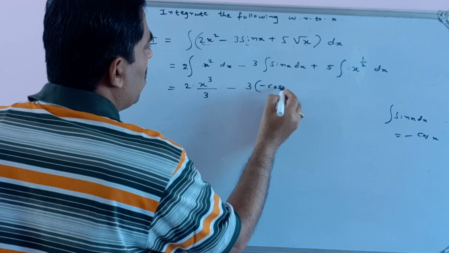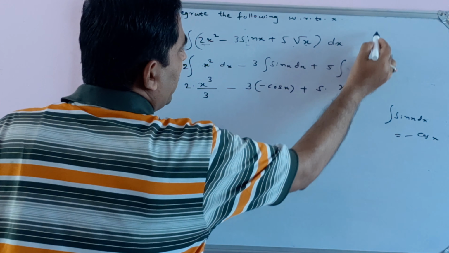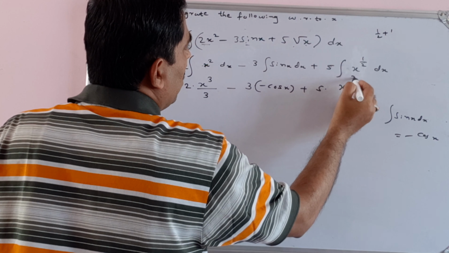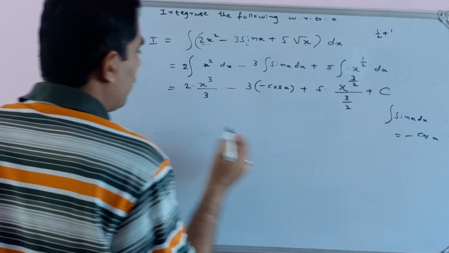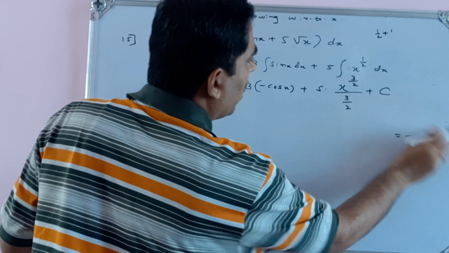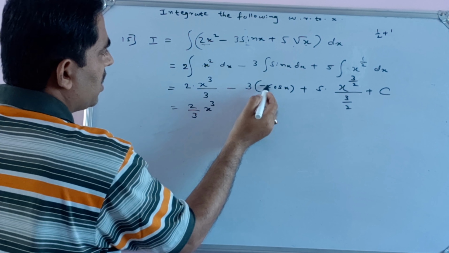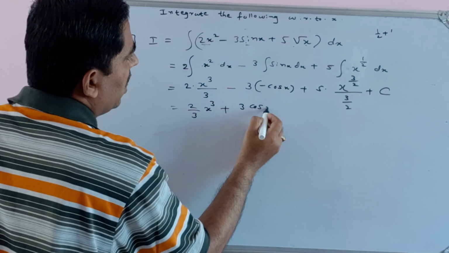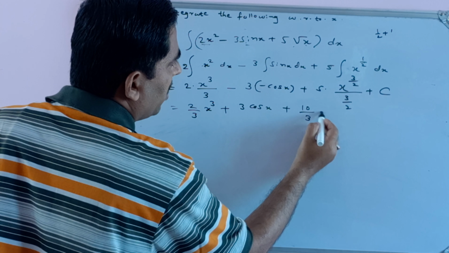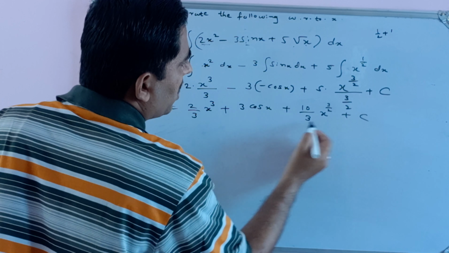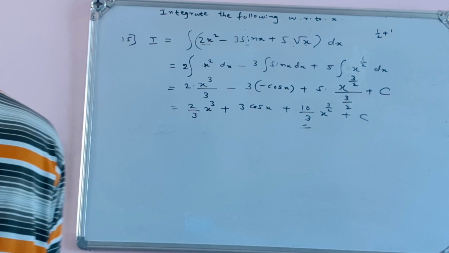See, 3 into minus cos x plus 5 into, once again power rule, x to the power of, half, that is n plus 1, half plus 1. Half plus 1 is 3 by 2 divided by n plus 1, that is 3 by 2, plus constant of integration. Okay, I have used the formula. Then we can write this as 2 by 3 x cube, minus into minus plus, you can write it directly, 3 cos x plus, you bring 2 to the numerator, 2 5s are 10, if this 3 remains in the denominator, x to the power of 3 by 2 plus constant. Okay, this is our answer. So in this way we can make use of the basic results.